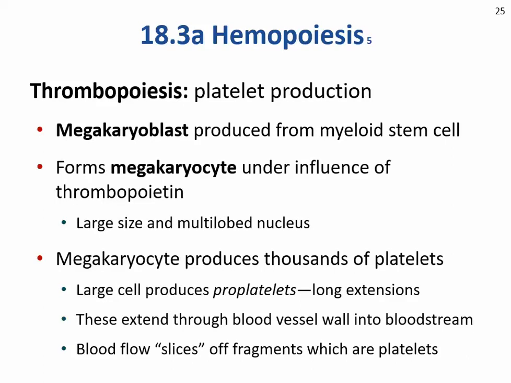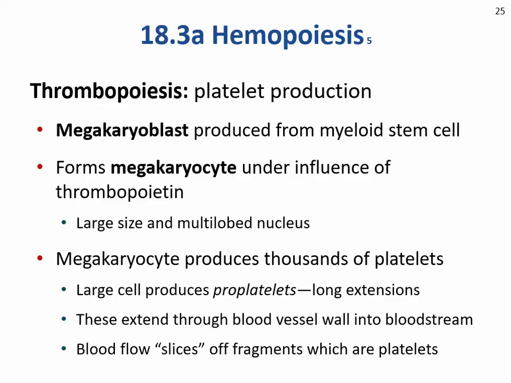Thrombopoiesis is about making thrombocytes, platelets. So what happens here is that the stem cells become megakaryoblasts, and megakaryoblasts are formed because of thrombopoietin, a hormone that makes thrombopoiesis happen. The megakaryocyte becomes this huge cell. Mega means huge, karyo means body, cyte, so huge body cell.